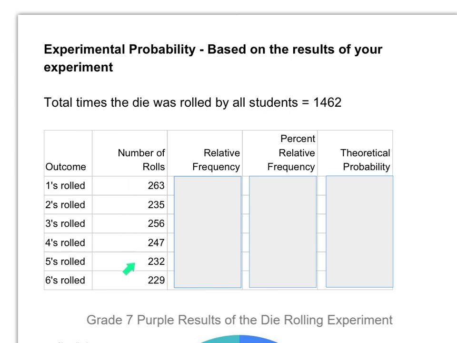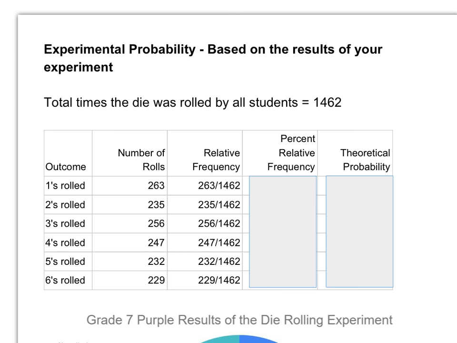This was actually really good data. The highest amount was 263 for 1s, and the lowest was 229 for 6s. That's only a difference of 34 in the number of rolls. Now, let's look at how that turns into the relative frequency.